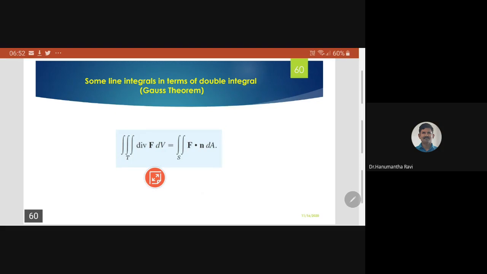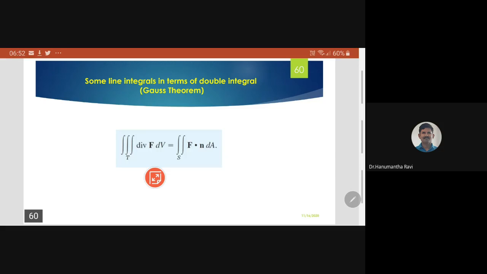And then finally, when it comes to the Gauss divergence theorem, you have a volume integral that can be expressed as a surface integral. So line integral is a single integral.